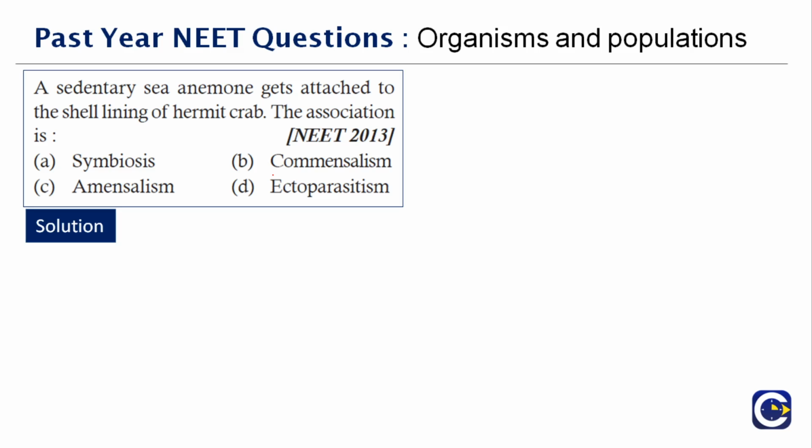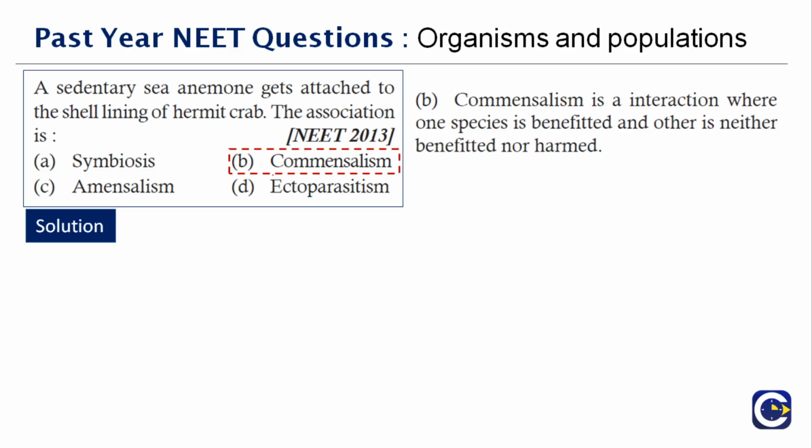So the tick is benefited, but is the horse or the cow being benefited? Here both are benefited because the cow will get rid of the insects and the ticks will have insects to eat. Now this situation here, a sedentary sea anemone gets attached to the shell lining the hermit crab. This is where the crab is neither benefited nor harmed, but one is benefited. So that association is called commensalism. One is benefited, the other remains unharmed. It remains as such. That association in science, you call it commensalism.